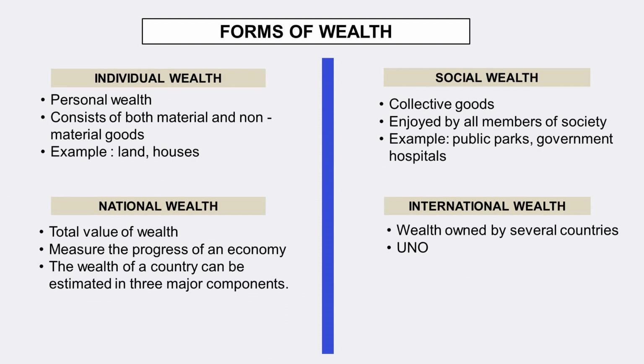We will now move on to the classification of wealth. Wealth is classified into individual wealth, social wealth, national wealth, and international wealth. Individual wealth is also known as personal wealth. The wealth of a person consists of both material and non-material goods. Thus, the wealth of the person includes material things like land, houses, furniture, machinery, and so on.